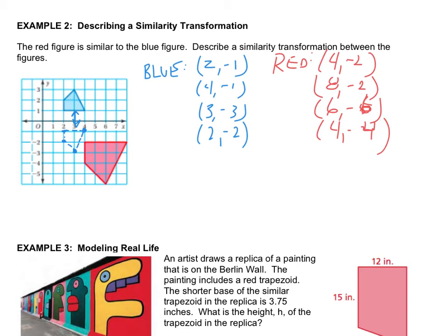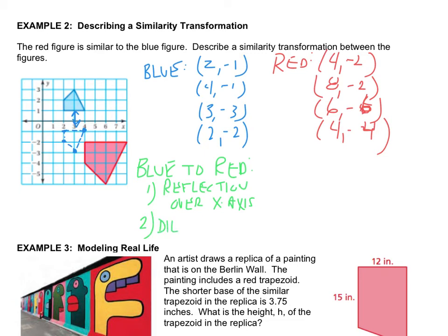So I'm going to do blue to red. First, what we did was a reflection over the x-axis, and then a dilation with scale factor equals 2.